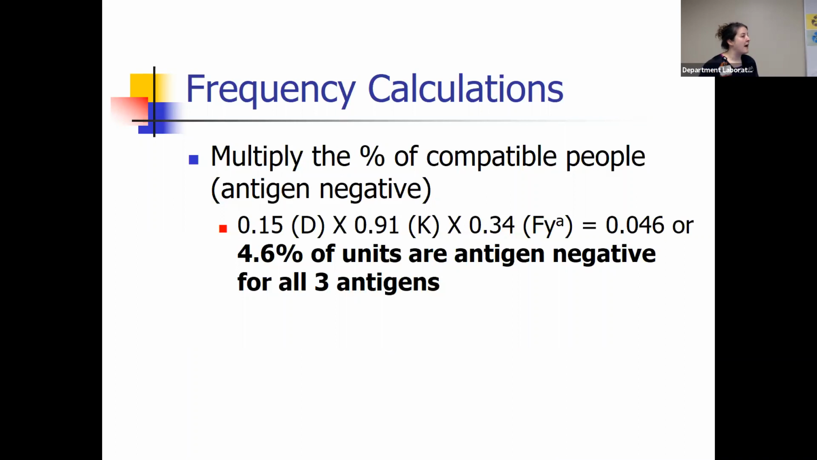So this is really just all math. You're just going to multiply the percentages of the frequency of these antigen negatives. In our patient who has D, Kel, and Duffy, we need a D negative unit, we need a Kel negative unit, and we need a Duffy A negative unit. So 15% of the population is D negative, 91% of the population is Kel negative, and 34% of the population is Duffy A negative. You just multiply those frequencies together and you get 0.046, or 4.6% of the population would be antigen negative for these 3 antibodies.